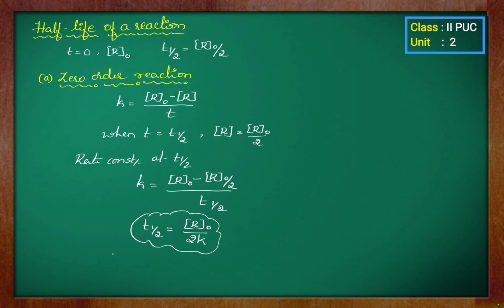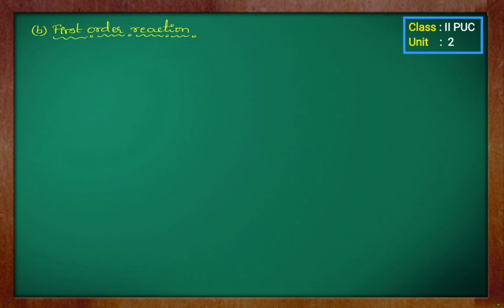So from this equation, clearly we can tell that the half-life of a zero order reaction is directly proportional to the initial concentration of the reactant, and the half-life of a zero order reaction is inversely proportional to the rate constant of the reaction, k. In a similar way, how we have arrived at the t half for a zero order reaction, now let us write it for a first order reaction.